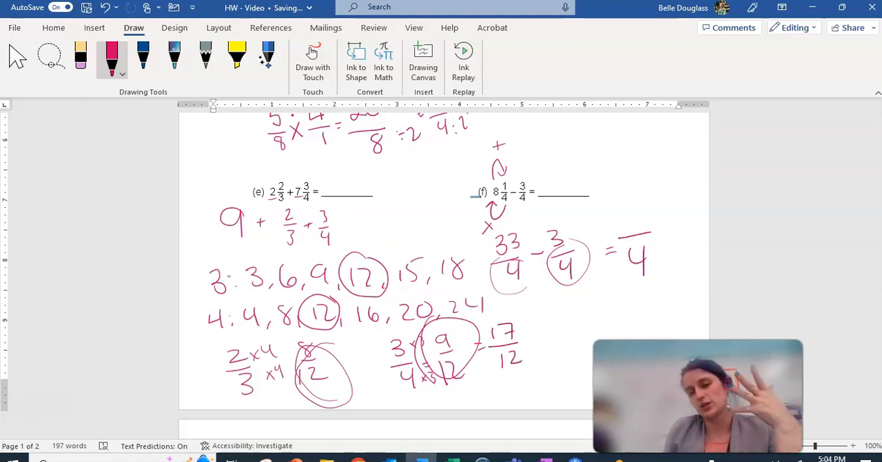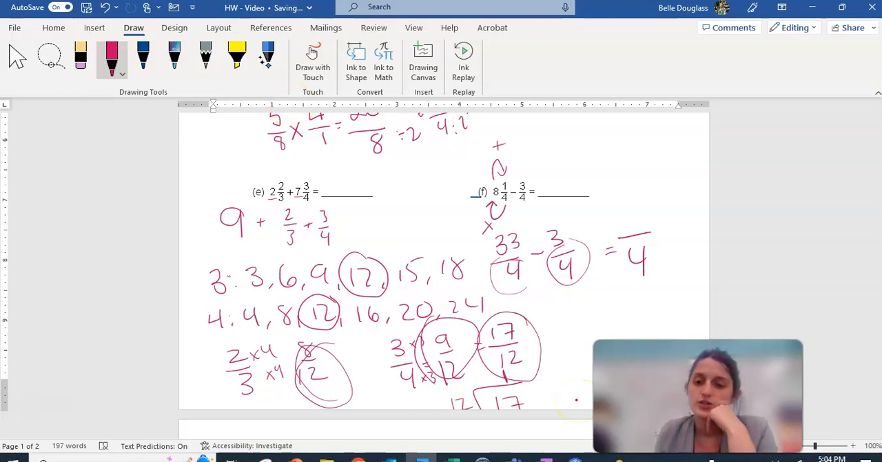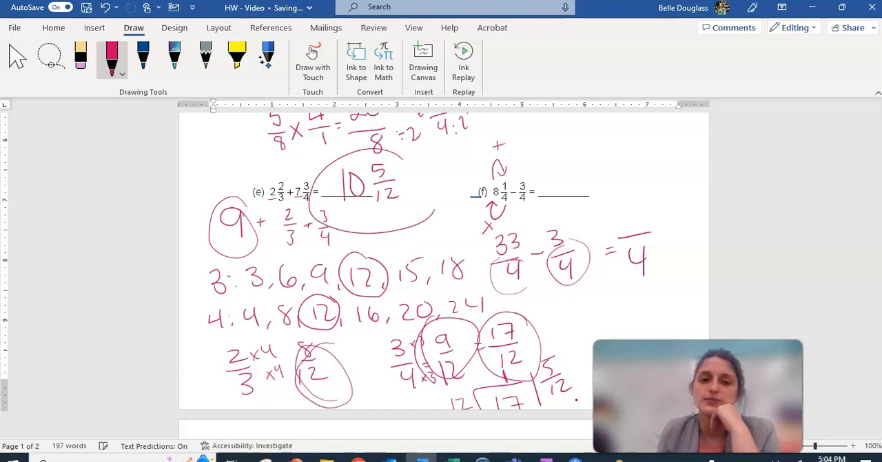However, while it's okay to leave a fraction in improper form when it's just a fraction, it's not okay to have a mixed number of 9 and 17/12. So I'm going to change this and say, okay, 17 divided by 12. 12 goes into 17 one time with a remainder of 5. So 1 and 5/12 plus this original 9, that gives me 10 and 5/12.